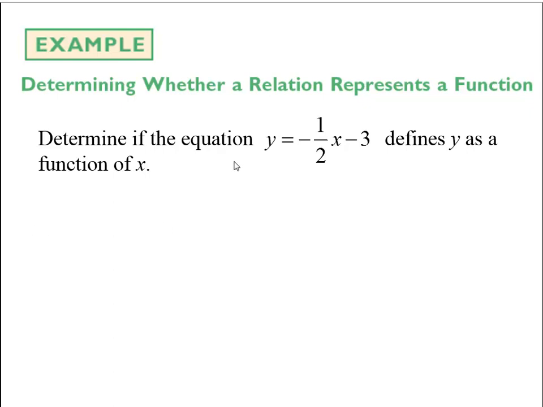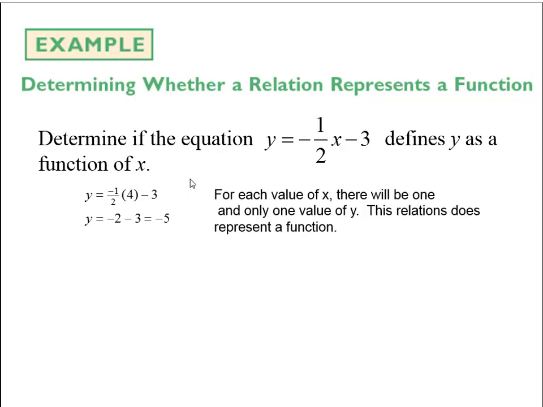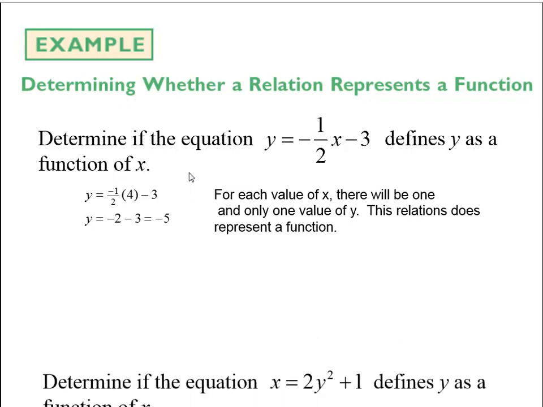So what I'm literally going to do is pick an x value. I picked x equals 4. When I plug in x equals 4, I get -1/2 times 4, which is -2, and then -2 minus 3 is -5. So if I pick an x value and plug it into this equation, I'm going to get one and only one y value. This would be true for any other x that I pick. So for each x there will be one and only one y value. This relation does represent a function.